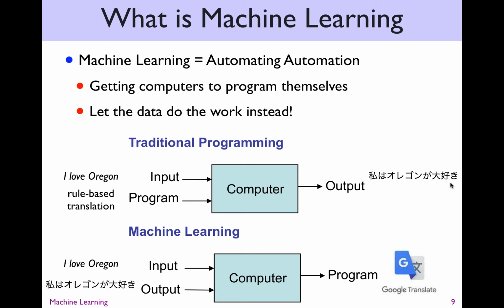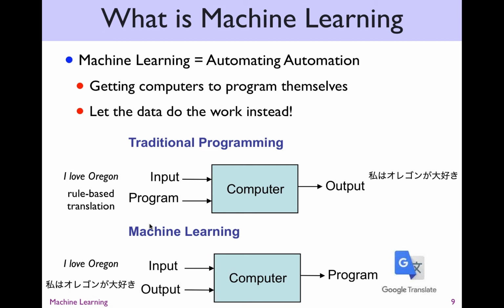Now, in order to do that, you need to know that in English it's subject, verb, object, but in Japanese it's subject, object, verb. So that kind of specific knowledge should be encoded by the programmer into the translation program, which we often call a rule-based translation. So that is a very typical AI program before machine learning.